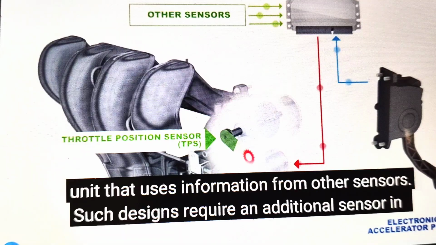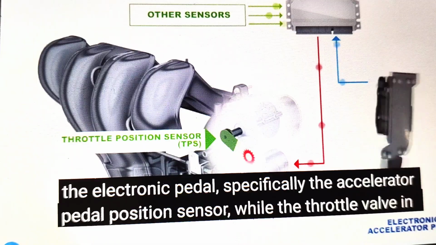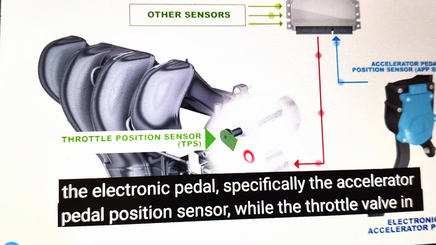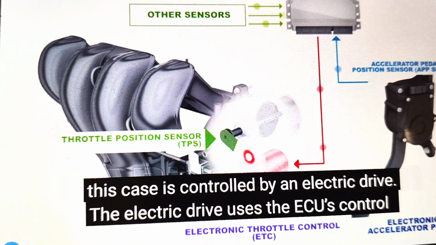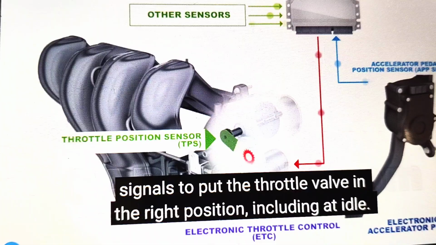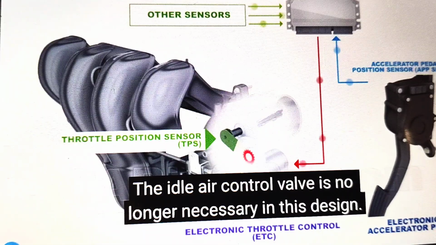Such designs require an additional sensor in the electronic pedal, specifically the accelerator pedal position sensor, while the throttle valve, in this case, is controlled by an electric drive. The electric drive uses the ECU's control signals to put the throttle valve in the right position, including at idle. The idle air control valve is no longer necessary.